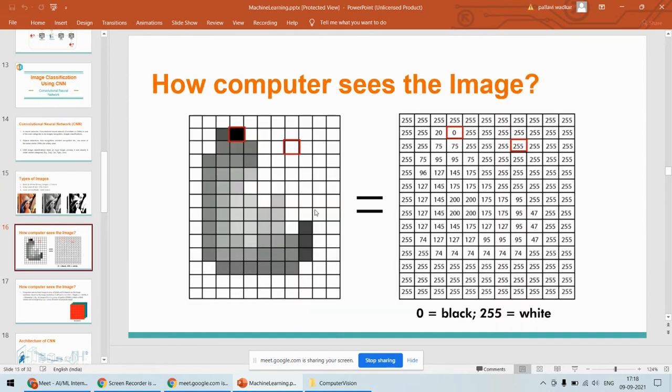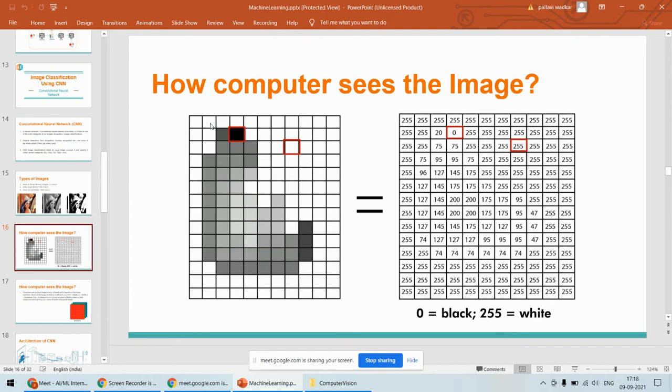Now let's understand how the computer will see your image. This is how the computer will look at your image. On the left-hand side I have an example image, and I have placed a grid on it, and every small square represents a pixel. This is called a pixel of the image, that is the smallest particle, or the smallest unit, in the image.